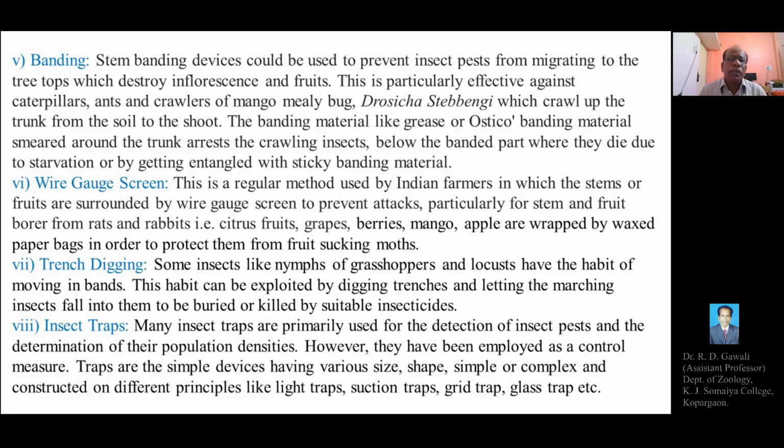Then the next method, mechanical measure, that is insect traps. There are different types of insect traps, basically used for the destruction of insect pests and the determination of their population density. Insect traps can primarily be used for the detection of insect pests and the determination of their population densities, but the same insect traps can also be employed as a control method.